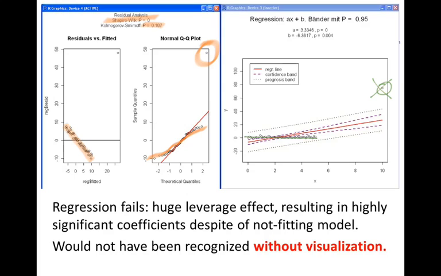The effect of such an outlier at the very end of your data is huge. It's a huge leverage effect onto your regression line, meaning that you may have highly significant coefficients despite an absolutely not fitting model. This is very difficult to recognize without having a visualization at hand. This is why this package is so useful.